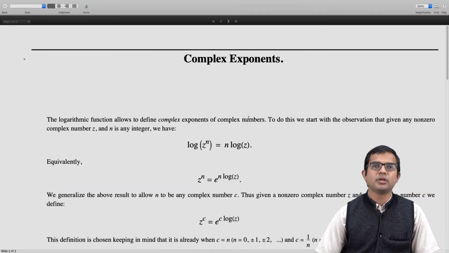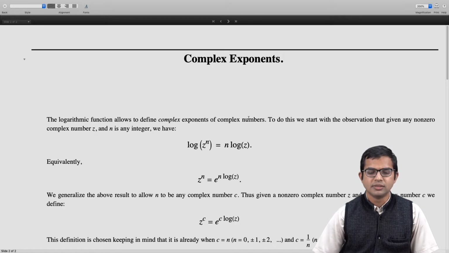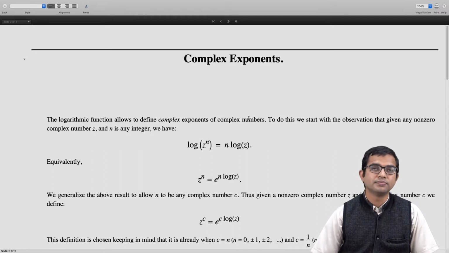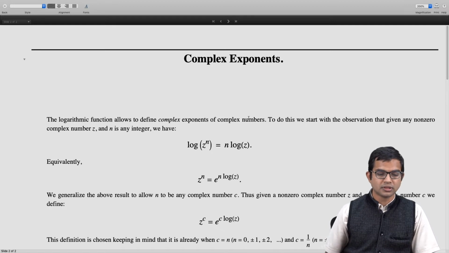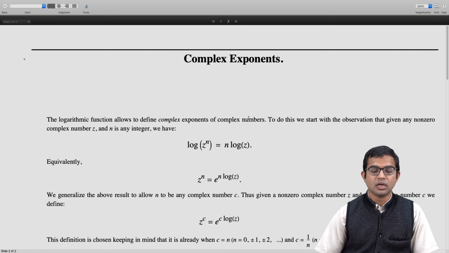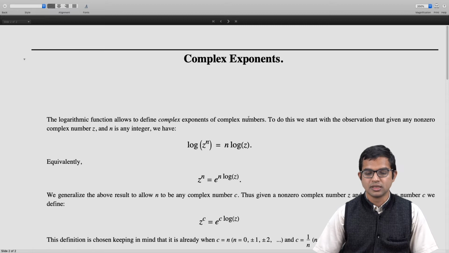Okay, so the starting point is the observation that if you take a complex number and take its power to some integer, then we have this property: log of z to the n is equal to n times log z, or equivalently z to the n is equal to e to the n times log z. So this is a property which we have already looked at when we introduced the log function. So this is a result that we will generalize now to allow for n to be any complex number c. Right? So n is no longer restricted to an integer.